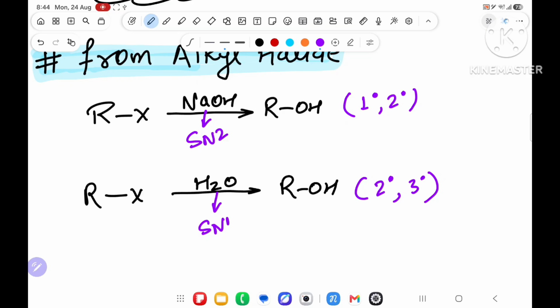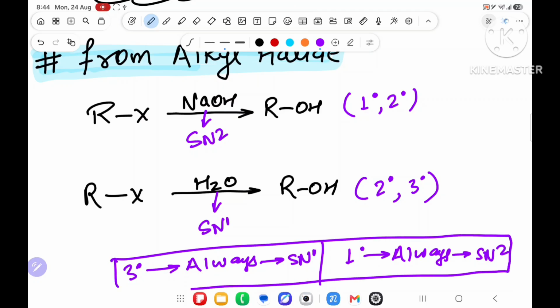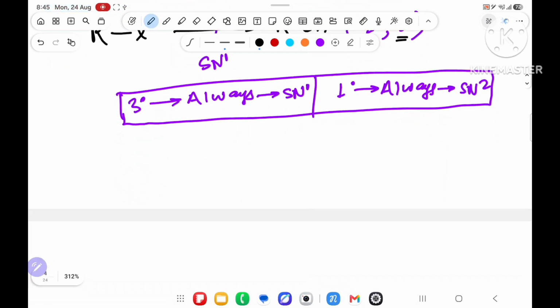If this is 3 degree, then 3 degree always, without any confusion, SN1. 1 degree always, without any confusion, SN2. If they are doing elimination, don't say that. For nucleophilic substitution, 3 degree is always SN1, 1 degree is always SN2, but over here 1 degree and 2 degree will do SN2, and over here 2 degree and 3 degree will do SN1, with NaOH and H2O. Okay sir, tell me some questions on this basis.